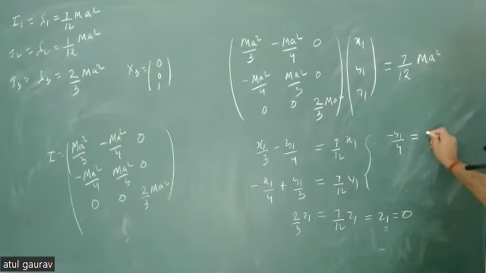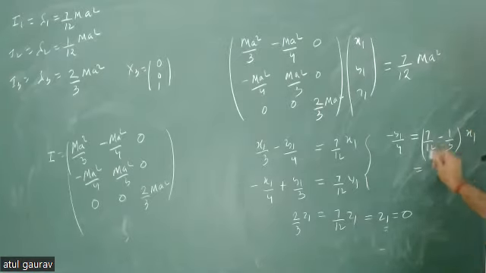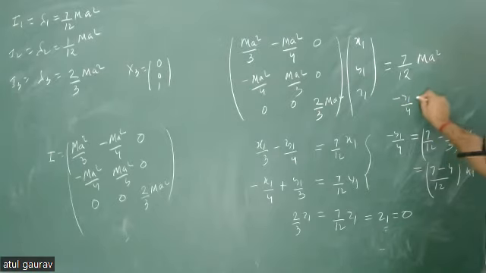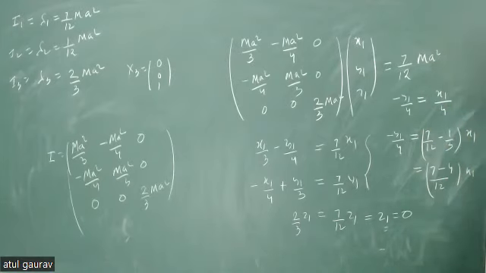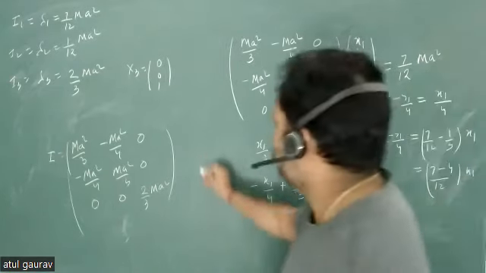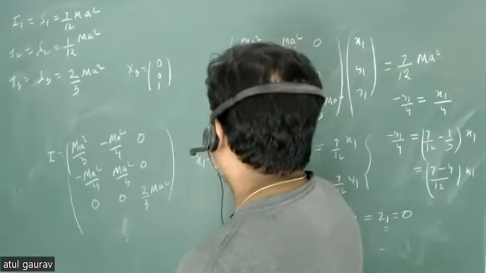Yes, sir. So this will be 7 by 12 minus 1 by 3 x1, यही है ना? So this value is equal to 7 minus 4 by 12 x1. So what you will get? You will get minus y1 by 4 is equal to x1 by 4. यही आ रहा है ना? Yes, sir. Just check it. दूसरे से भी यही आएगा. Just check it. So from here, what is conclusion? x1 is equal to minus y1.